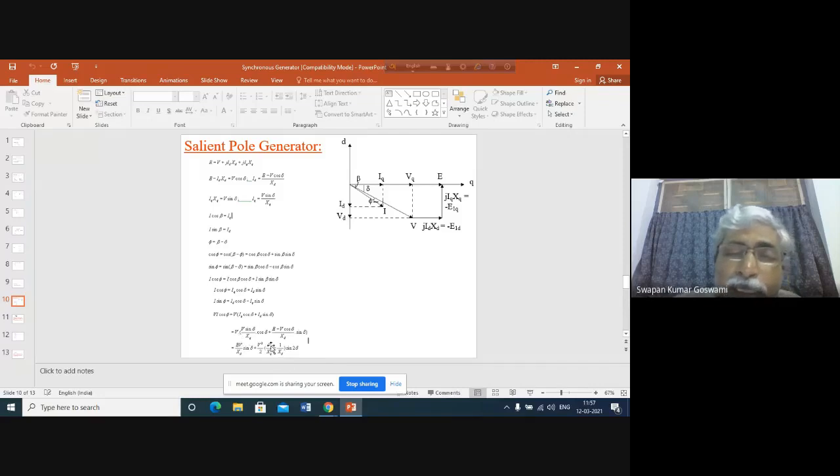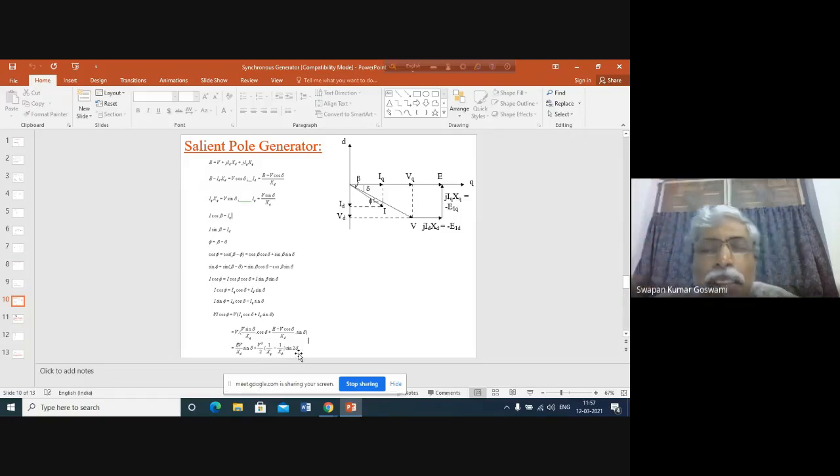Since dP/dδ is higher, what can you understand from this value for the salient pole type machine, in respect of its performance? It indicates that dP/dδ has a somewhat higher value, because of the presence of this sin 2 delta component. Higher value, I am saying in respect of what?